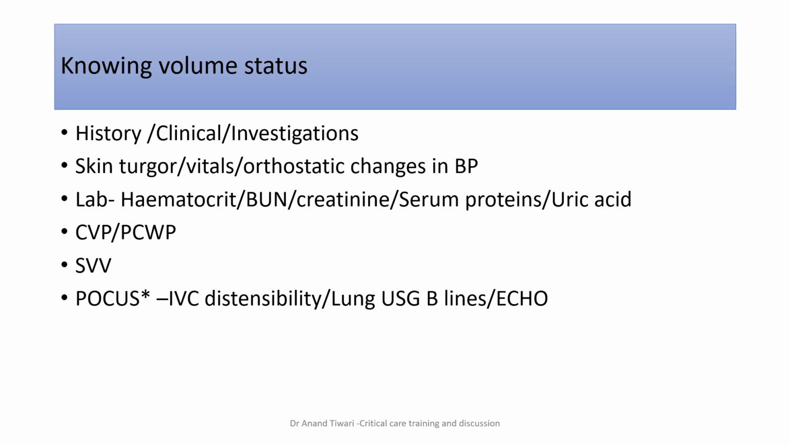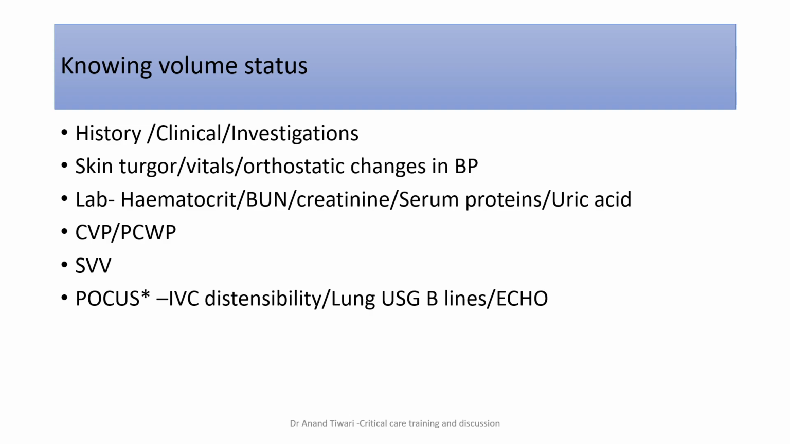Apart from history and clinical investigation, we have to assess two important things before we treat with any modality. We have to check the volume status of the patient. Clinically we can get a clue from the skin turgor of the patient. We can check the vitals, tachycardia, pulse pressure, and the sitting and supine pressure. We can very well get an idea of volume status with orthostatic changes in blood pressure. Certain lab parameters like increase in hematocrit or hemodilution, increase in blood urea nitrogen, creatinine, serum protein, uric acid. These are all the markers which will give a hint about the hypovolemic or hypervolemic status of the patient.